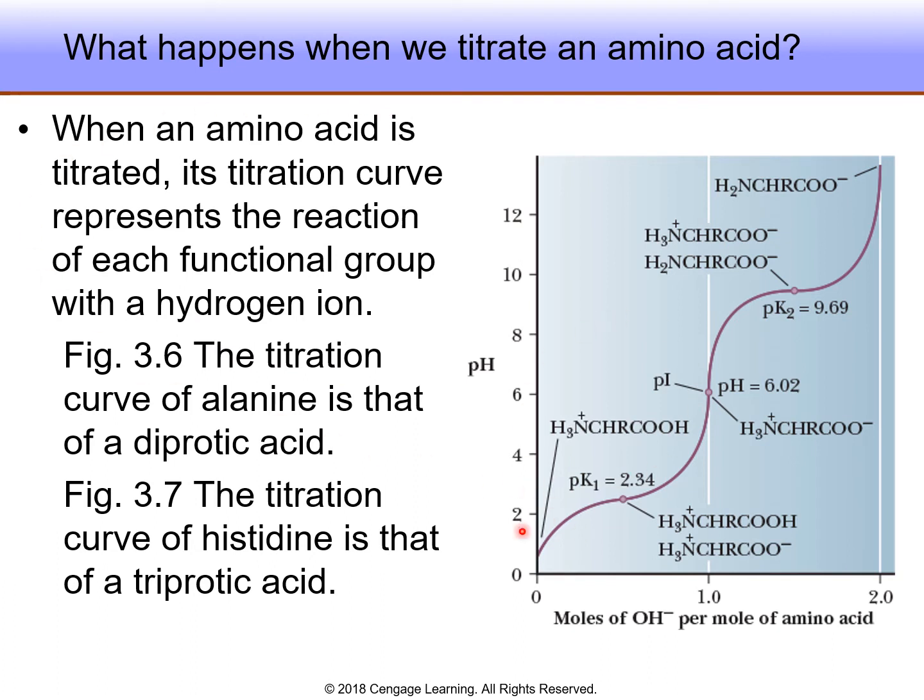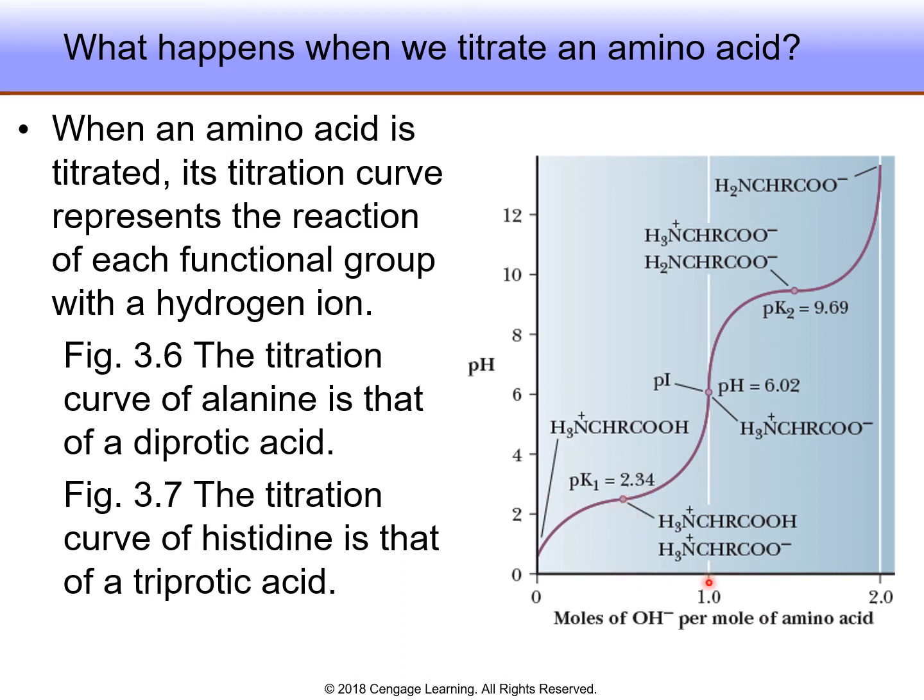So when an amino acid is titrated, its titration curve represents the reaction of each functional group with a hydrogen ion. Now, this is the titration curve of alanine, and it is of a diprotic acid. We start with the fully protonated form here. We add OH-, the pH increases until we reach midway titration, where the acid form and the conjugate base form exist in equal amounts, and this pH equals pKa1.